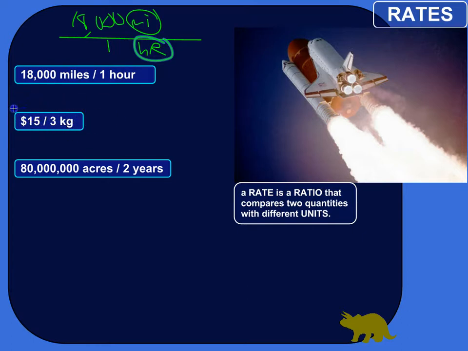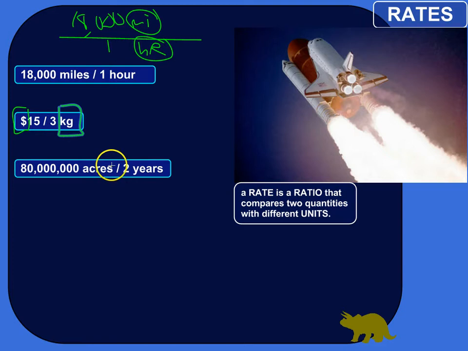Anyway, this is a rate. The unit here is dollars. The unit here is kilograms. Dollars and kilograms are not the same thing. So it's comparing two different quantities, 15 of one thing and 3 of another. The 15 is dollars, and the 3 is kilograms, which is a mass.